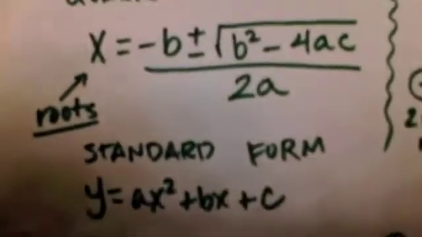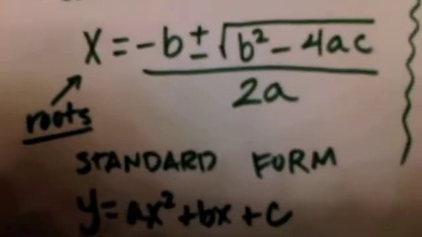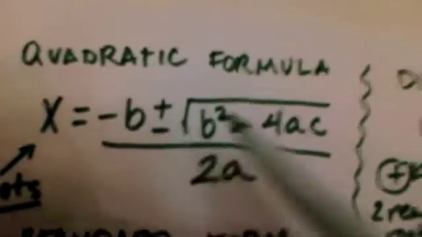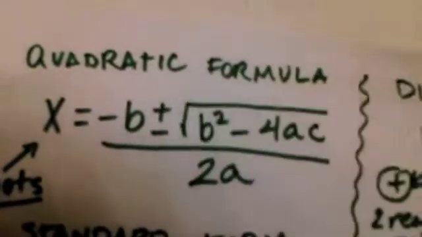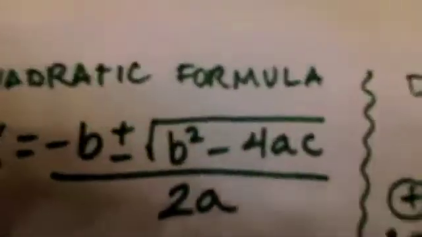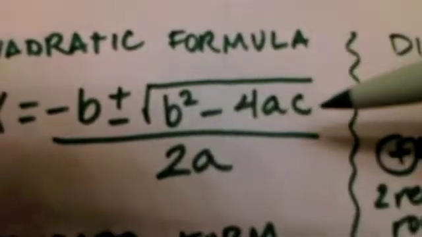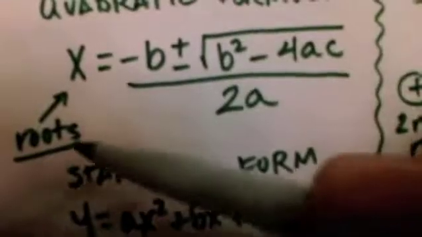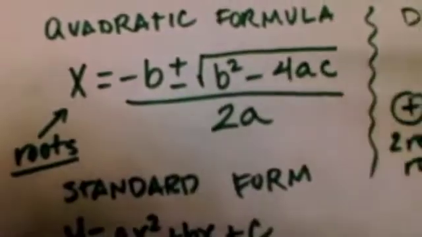All right, today we're going to talk about the quadratic formula. The quadratic formula is this here: x equals negative b (some people like to say the opposite of b) plus or minus the square root of b squared minus 4ac, and that whole thing is over 2a. When we say x, we mean the roots of the quadratic equation.